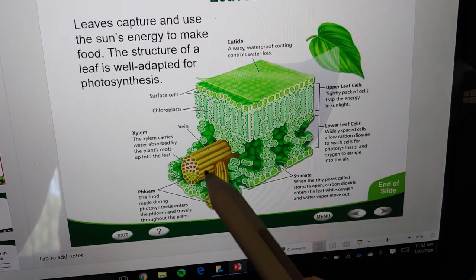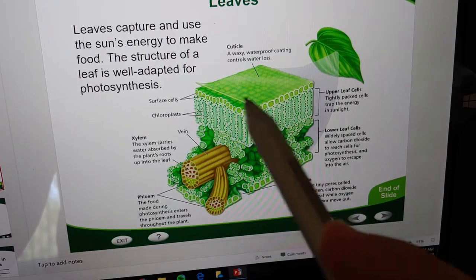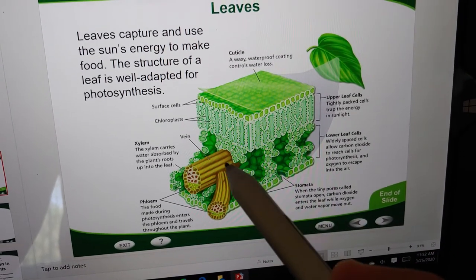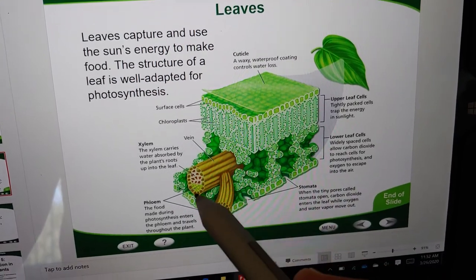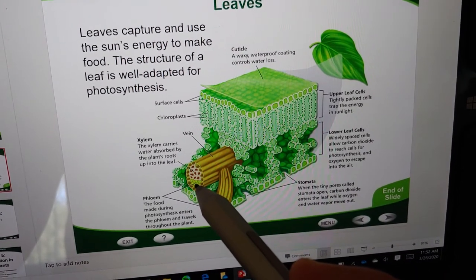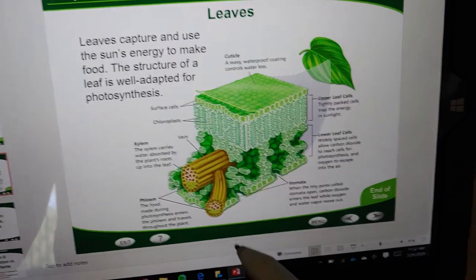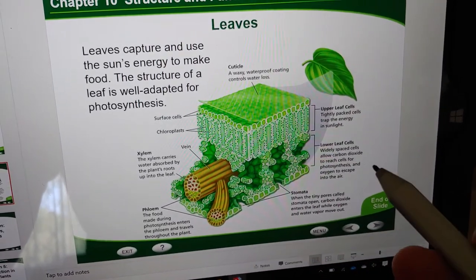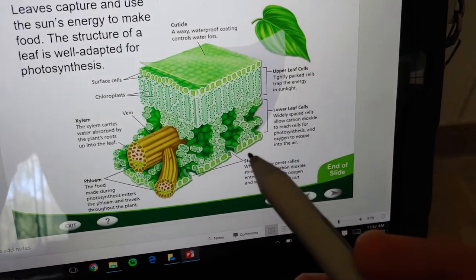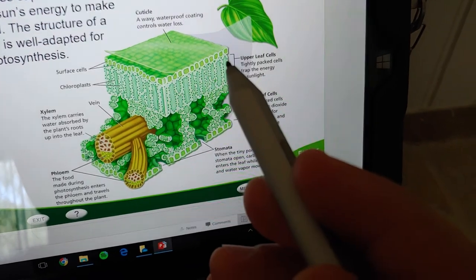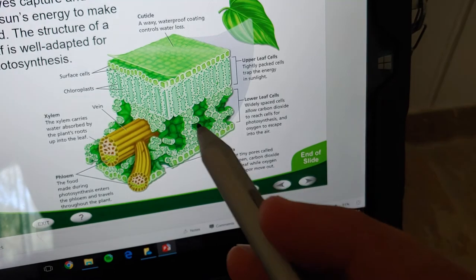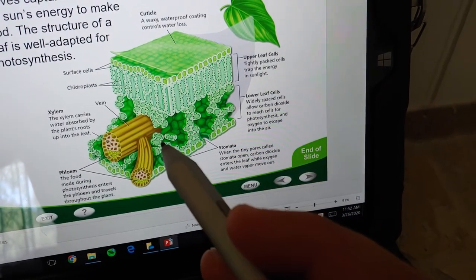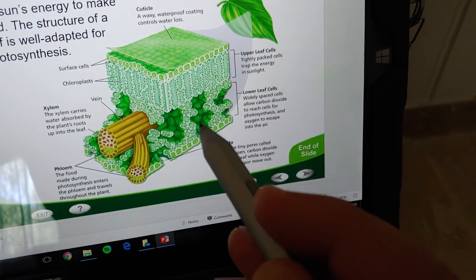Okay, but once the food is made, obviously these cells can eat the food they made, but what about the stems and the roots and the branches? They need food. So any extra food gets transported in the phloem to various parts of the plant, either to feed them or for storage for later. Okay, now, notice that the top cells right here, they're tightly packed together to get as much sunlight as possible. But when you get to the bottom half of the leaf, there's a lot of gaps.